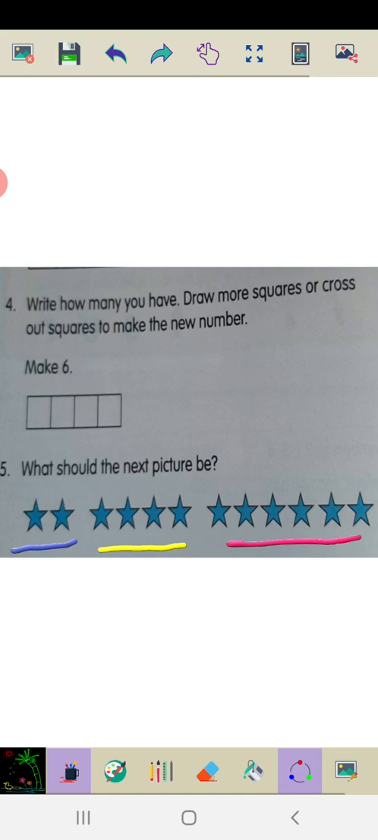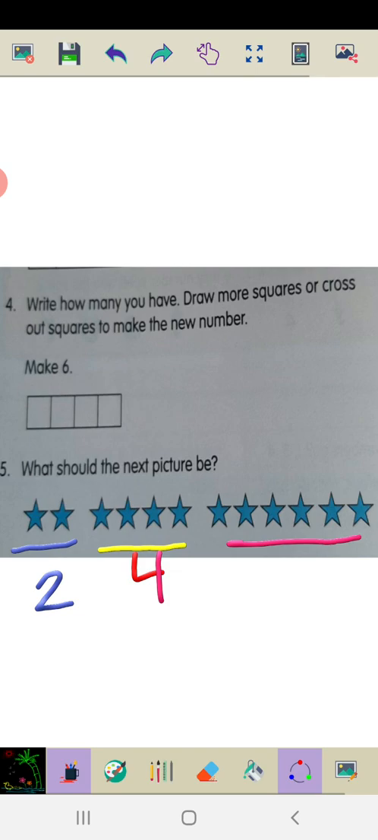Count here. How many stars are there? 1 and 2. There are 2 stars in the first group. So how many stars are there in the second group? 1, 2, 3, 4. 4 stars are there in the second group. So how did I get these 4 stars in the second group?